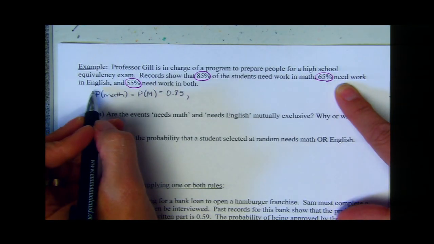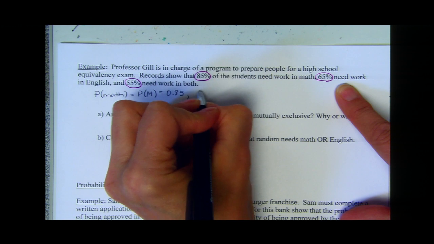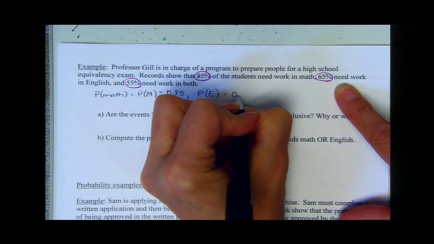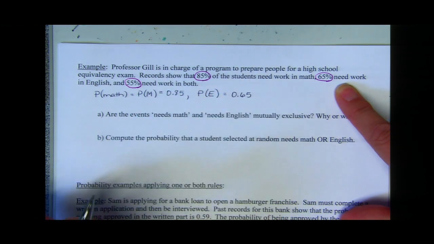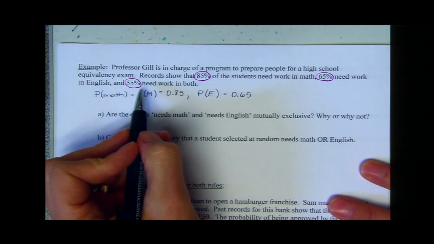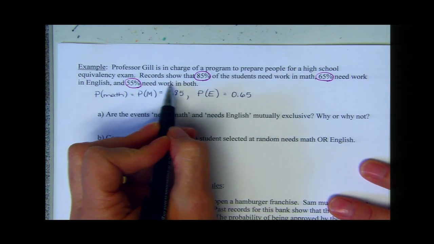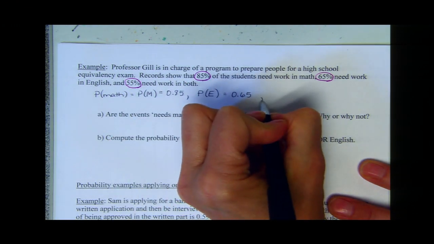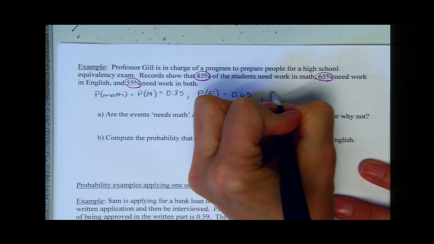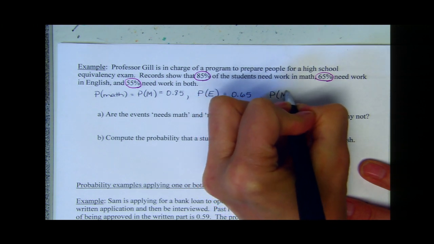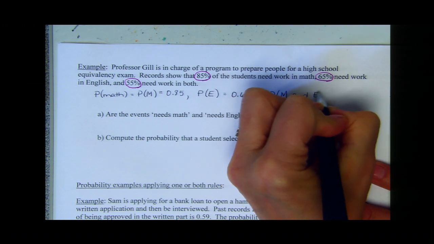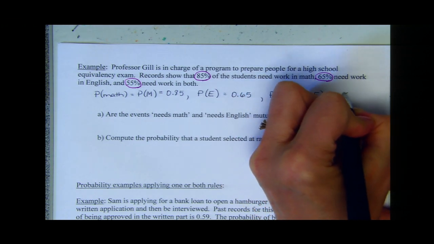65% need work in English. So the probability that the student needs work in English is 0.65. And then this last one says 55% need work in both. Well, what is in both? Well, that is math and English. So the probability that the student needs work in math and English is 0.55.